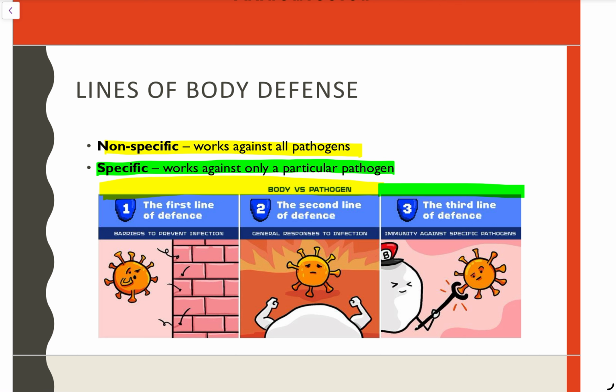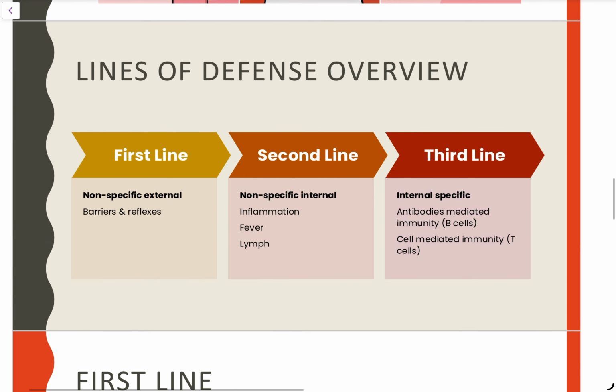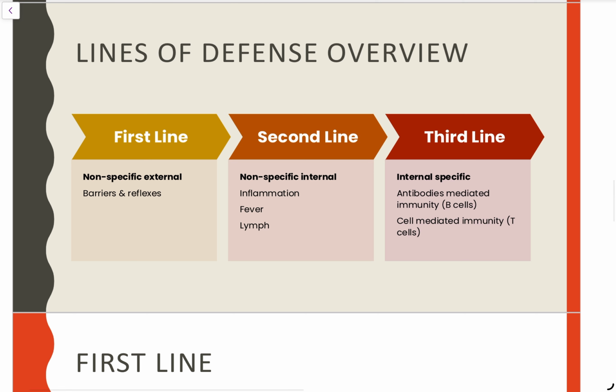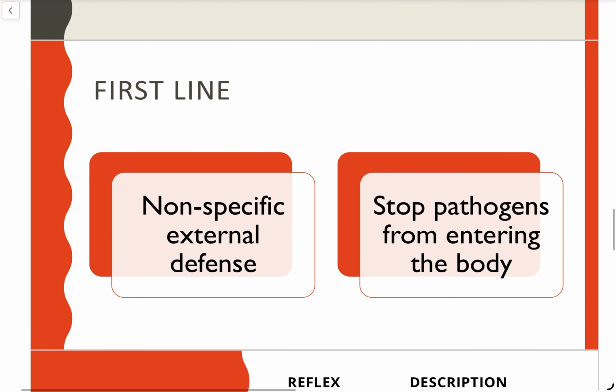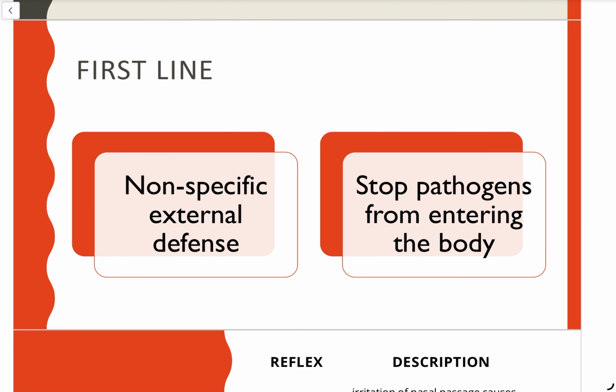So, our first line of defense, which is what we're going to focus on here, is a non-specific form of defense, and it is effectively a barrier to prevent the access of pathogens to the body. So, first line of defense, non-specific. It is a barrier. Let's have a look. Their job is to stop pathogens from entering the body.